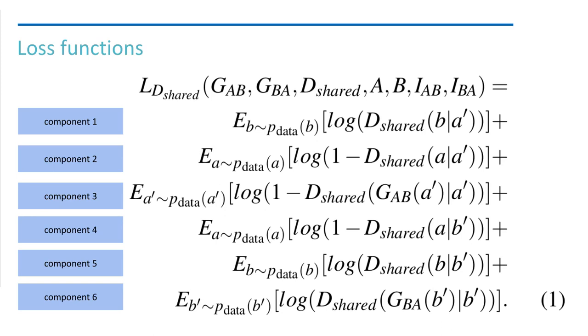The first three parts of the above equation are conditioned on input images A prime from image pool IAB and represent the translation A to B, while the latter parts are conditioned on the input images B prime from image pool IBA and represent the translation from B to A.